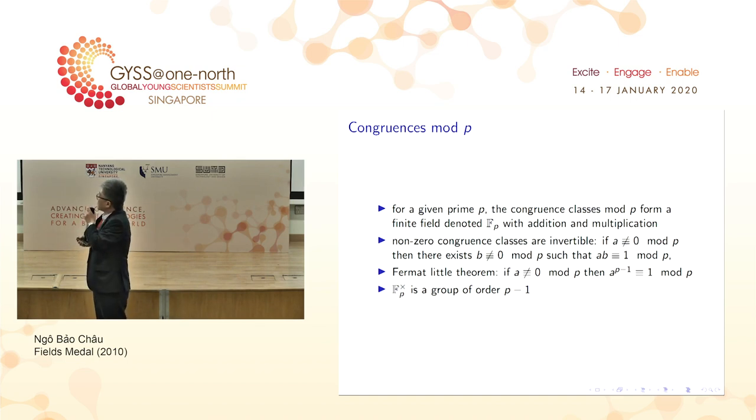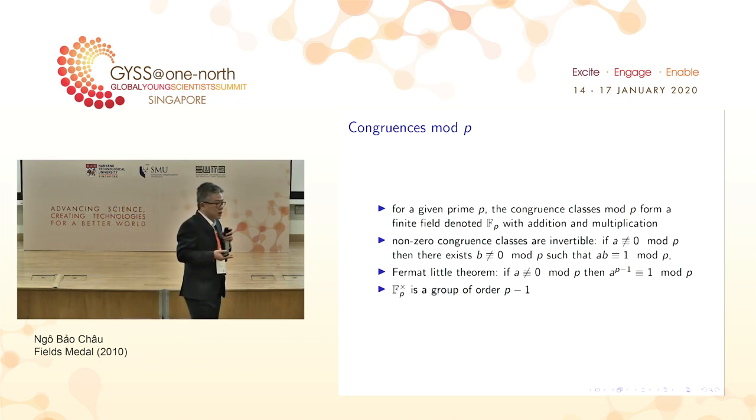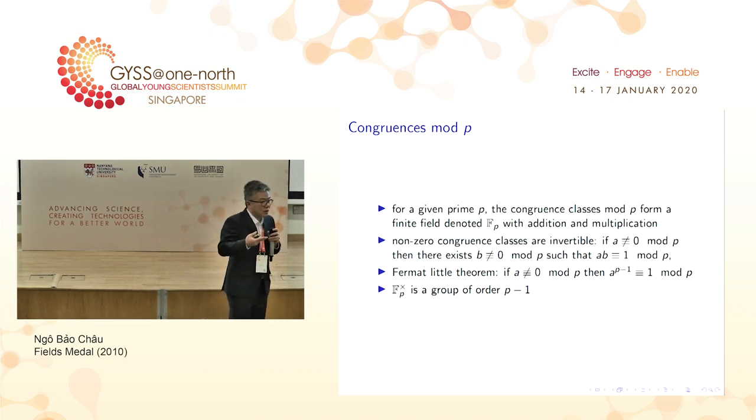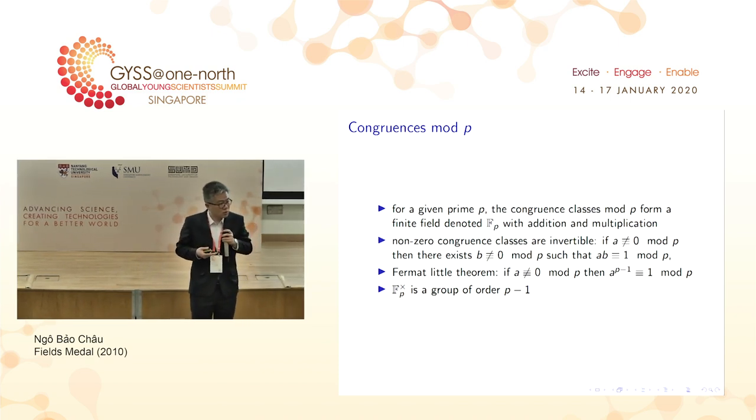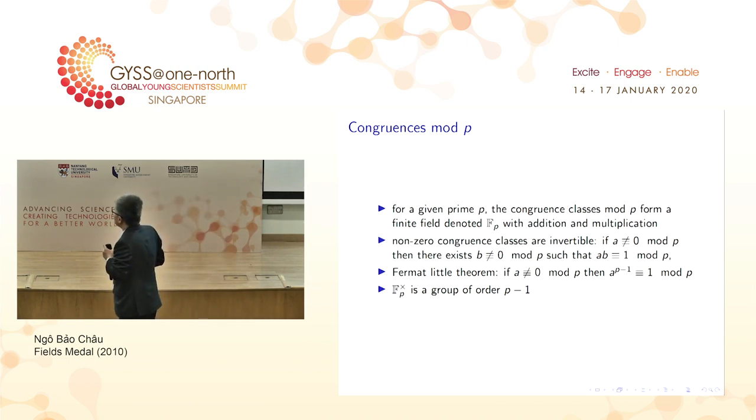Then you can find another number, so that when you multiply them together, you get congruent to 1 mod P. So that is what is special about prime numbers. If a number is not a multiple of P, then you can multiply it with another number to get congruent to 1 mod P. So that's a very basic fact about prime numbers.